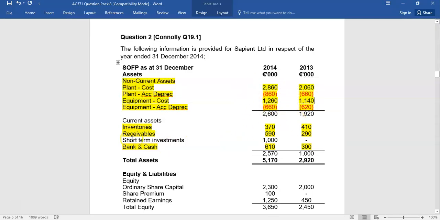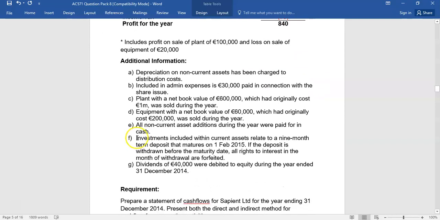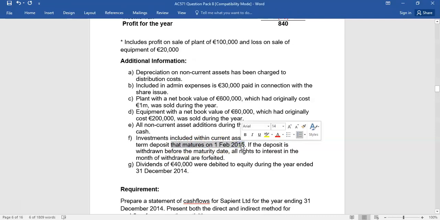Short-term investments, we've come down and we said there's a note here. These are included in current assets related to a 9-month deposit that matures on the 1st of February, and you can't withdraw it without losing all your interest. Now, the key thing is here, this is the 31st of December. So technically in a month's time, this investment matures. And the criteria for cash equivalents in IAS 7 is less than 3 months.